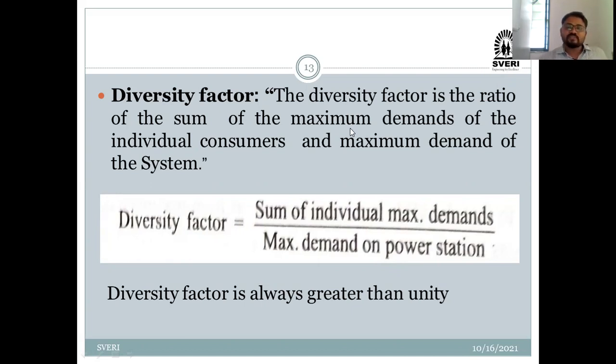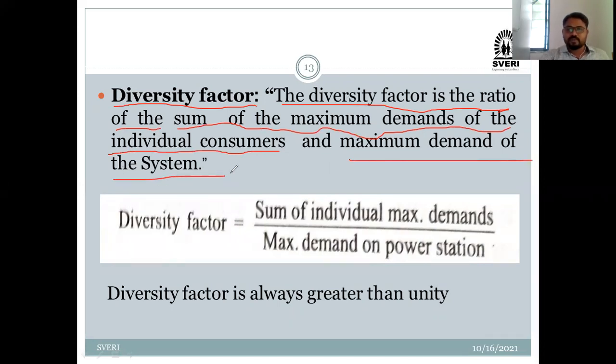So our first definition is the diversity factor. What is that diversity factor? See, the diversity factor is the ratio of which quantities? It is the ratio of the sum of maximum demands of individual consumers divided by the maximum demand of the system. Okay, it is the ratio of two quantities. Which are the two quantities?